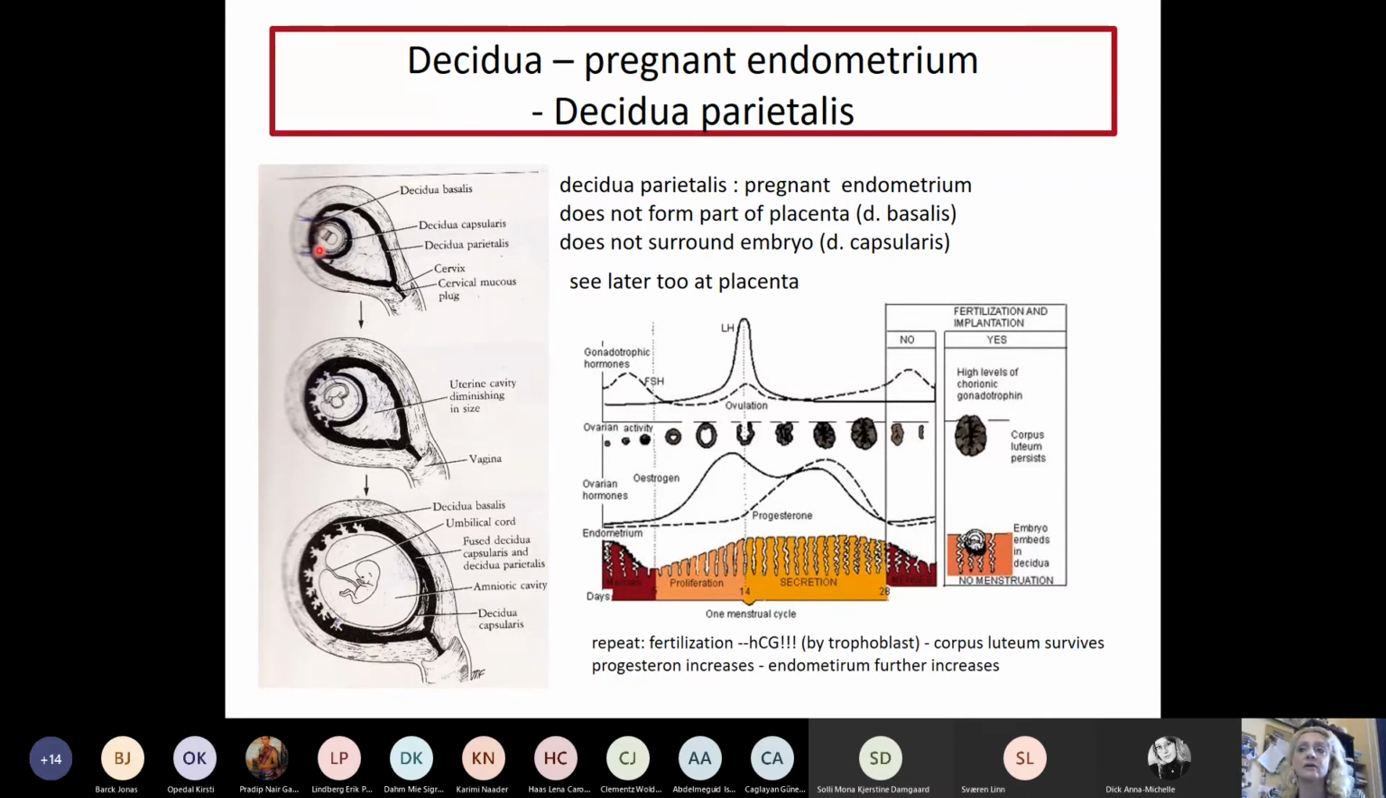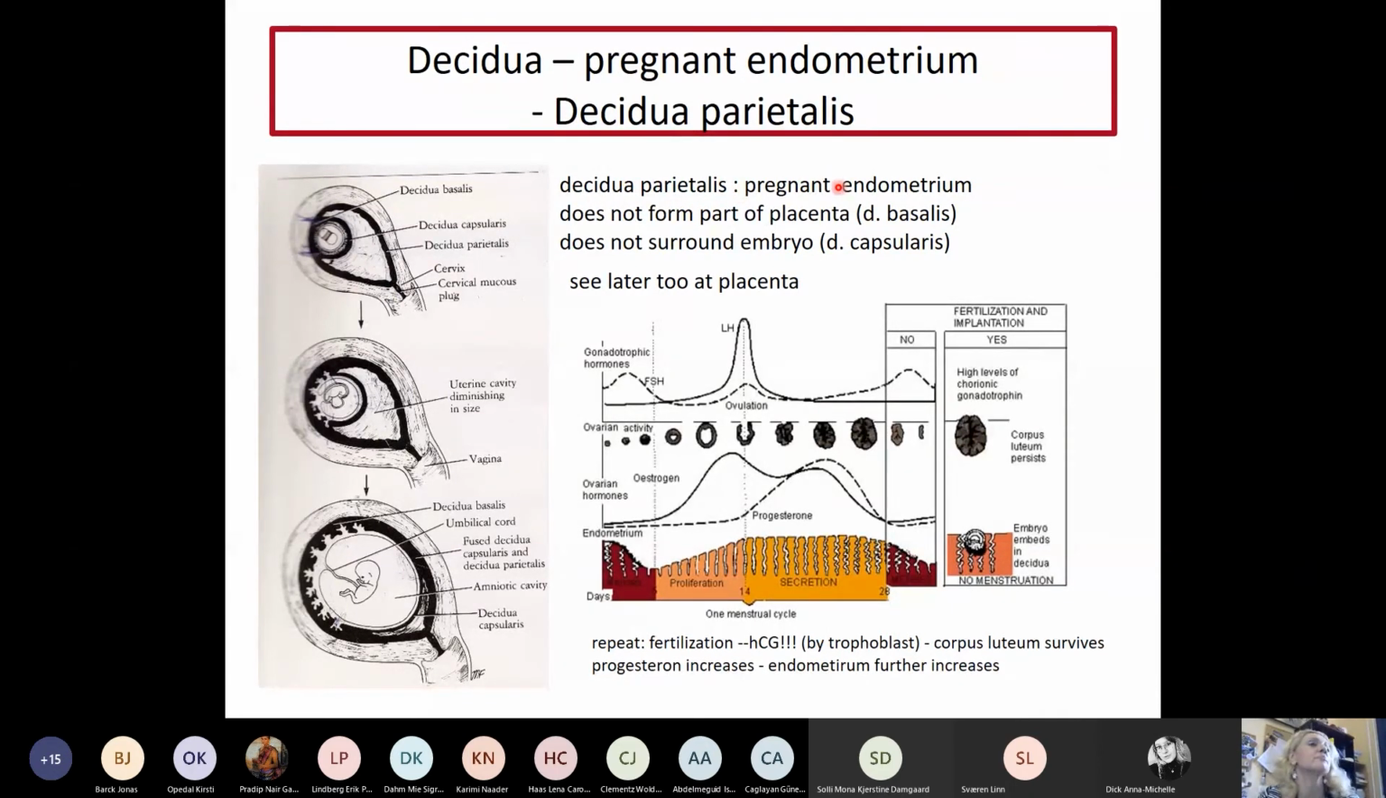We have the Decidua basalis, which is where the placenta is formed. Then the capsularis, which surrounds the rest of the embryo. This is the Decidua capsularis. And then all the rest, where we have no embryo parts, no fetal parts, is called the parietal Decidua or Decidua parietalis.